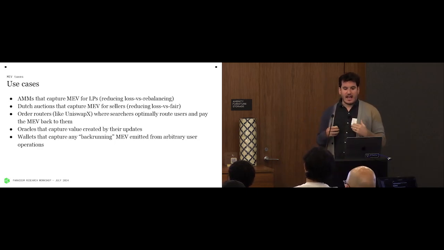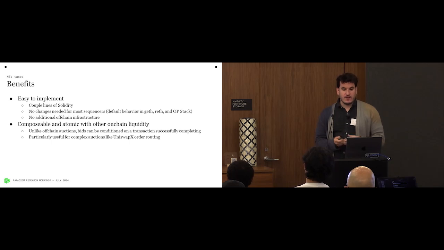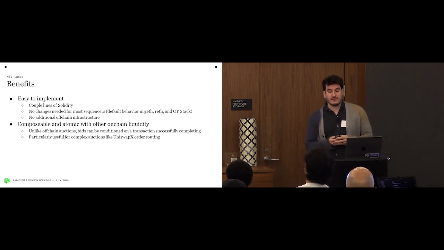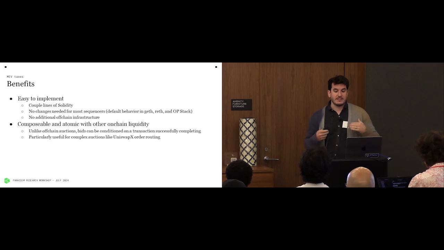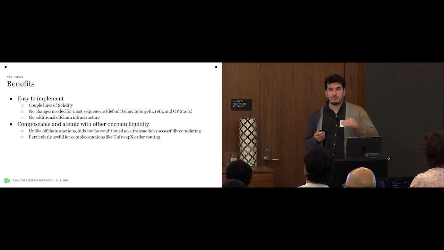So I think this design has a lot of benefits. One is that it's really simple. On the smart contract itself, it's just a couple extra lines of Solidity. It doesn't require any changes to the sequencer typically, or at least OP stack sequencers, because it's the actual default transaction ordering in Geth and Reth. And it doesn't require the application to build any additional off-chain infrastructure. So it's a lot simpler for an application just to plug in and add MEV taxes to what they're doing.